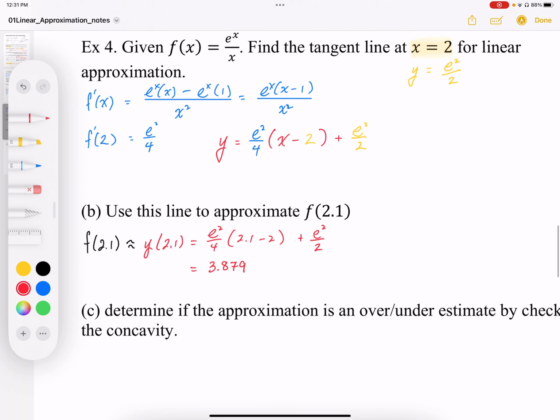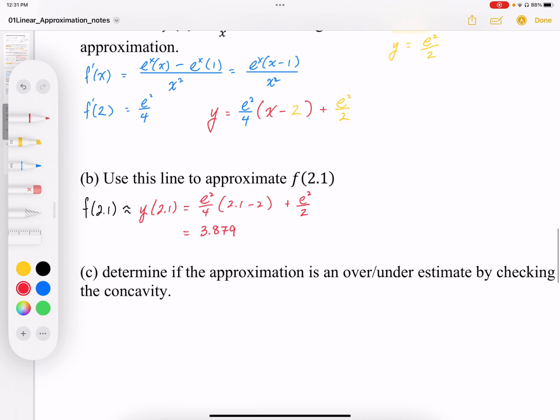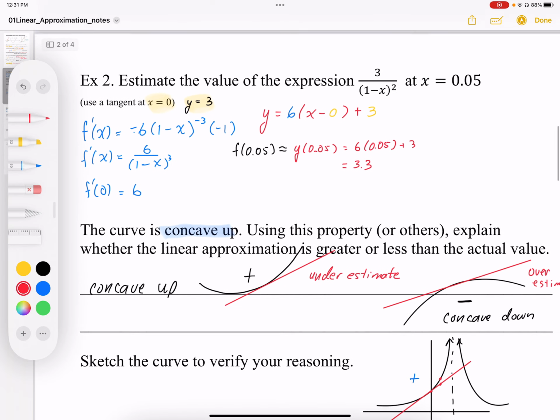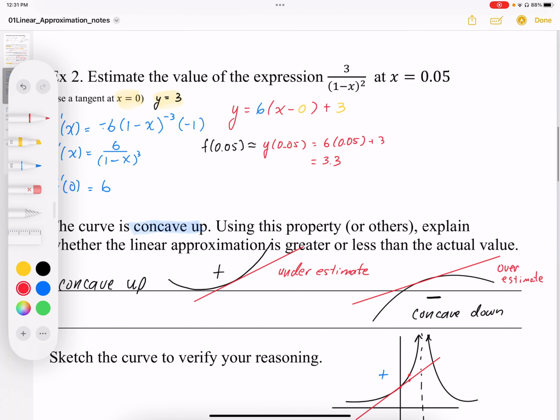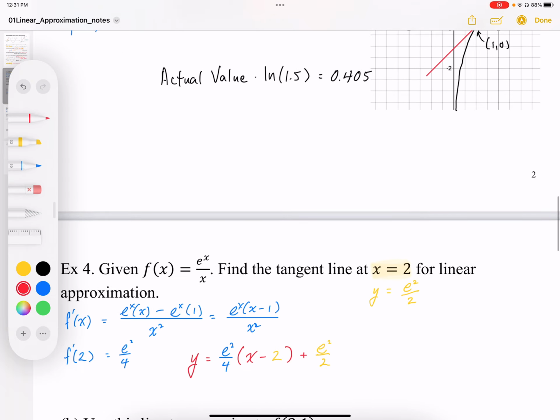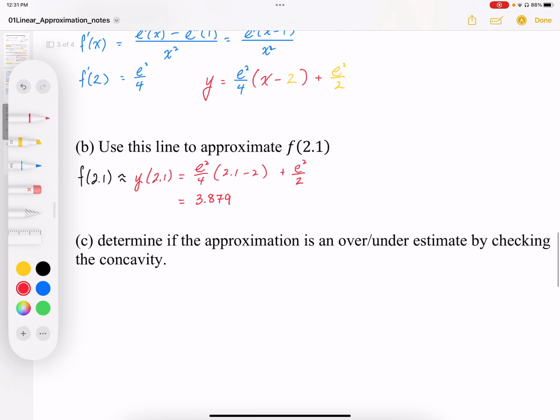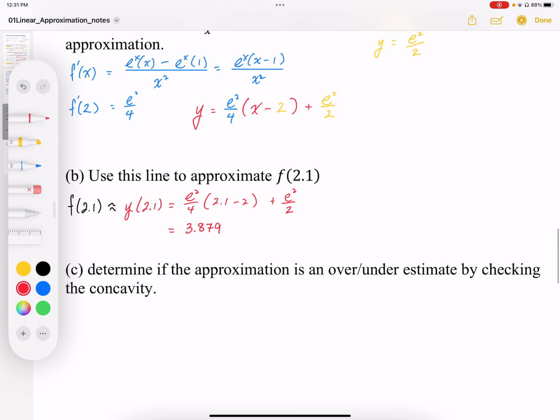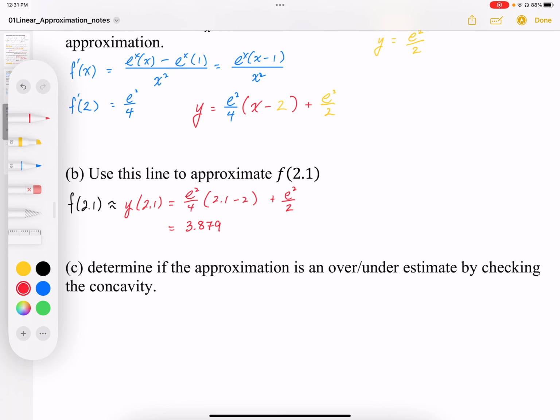So we don't have a picture of this, so we're being asked to determine if the approximation is an over or underestimate by checking the concavity. And again, if we go back to our criteria, concave up means underestimate, concave down means overestimate. So I'm going to work out the concavity here by working out the second derivative. Okay, so the second derivative is going to be a little bit messy looking. So I'm going to need to use product rule in the numerator.